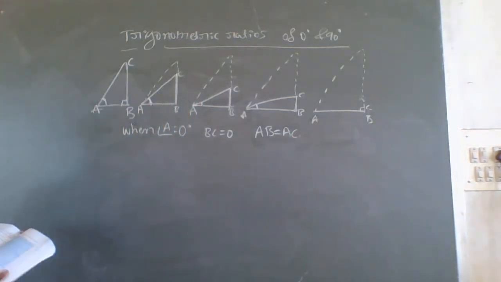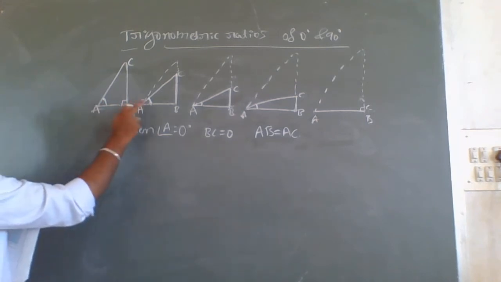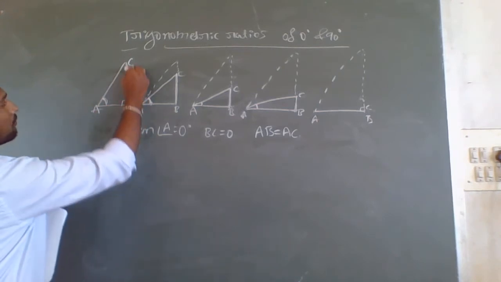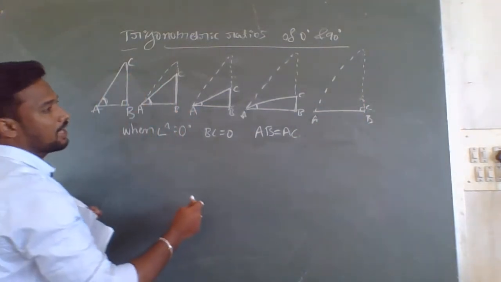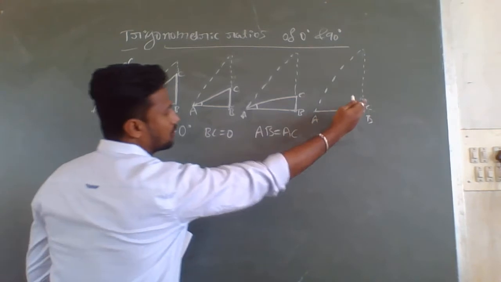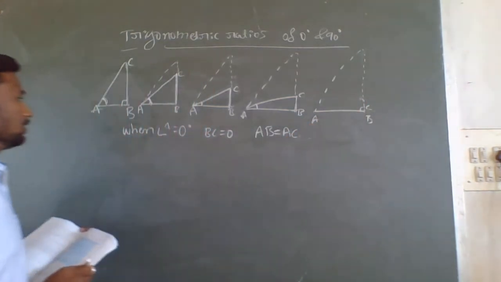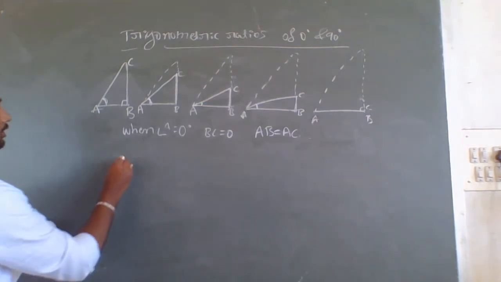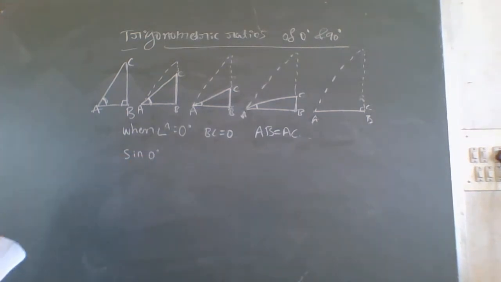AB equals AC. When angle A is 0 degree, what happens? The length of the BC becomes 0 here, because length of the BC decreases, and when this BC equals 0, you can see here this length of AB equals AC. So now you can write the trigonometric ratios with respect to 0 degree. First I will write sine 0 degree. So sine 0 means what you can write here.